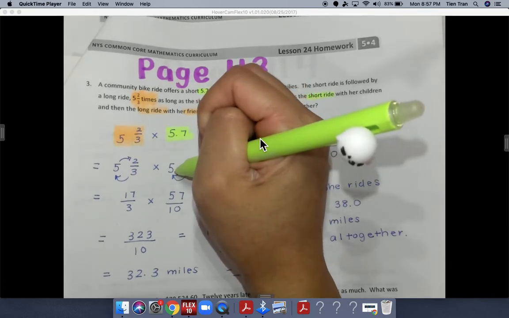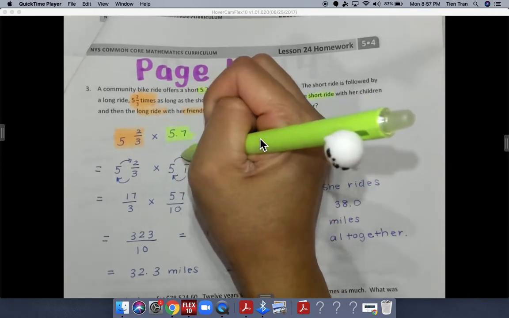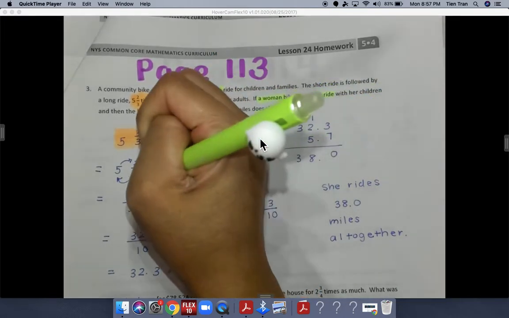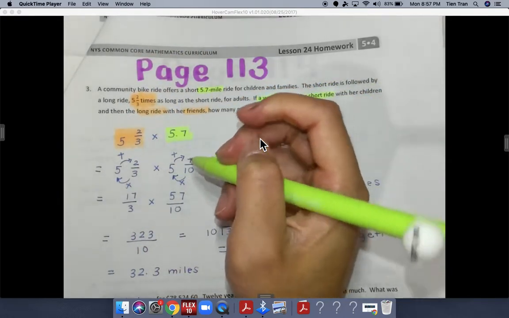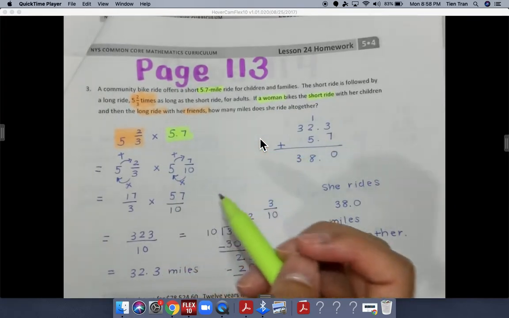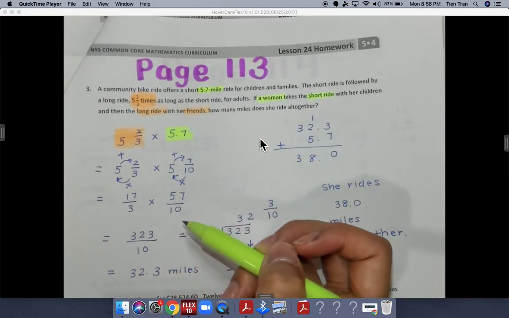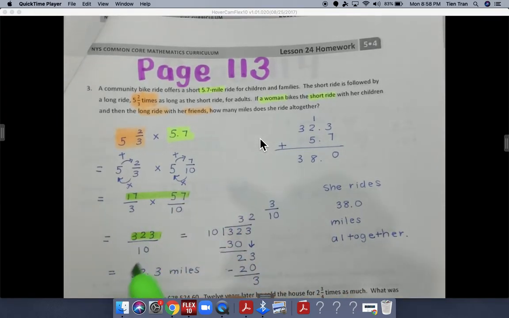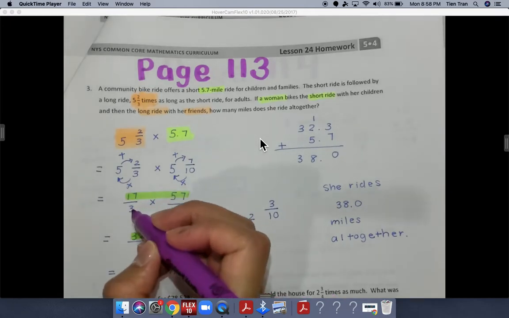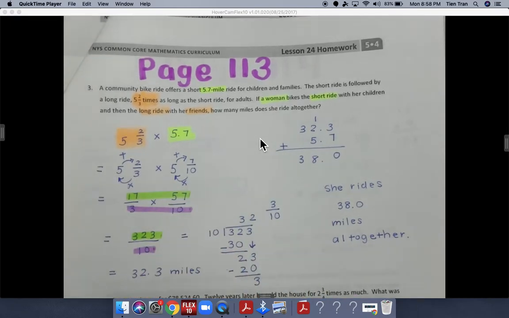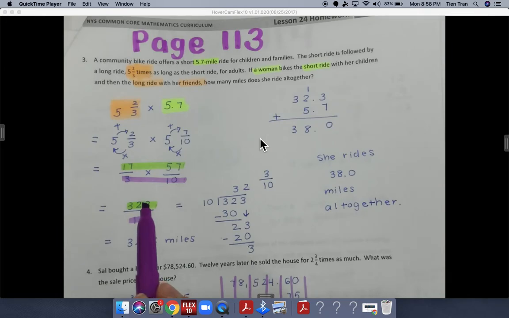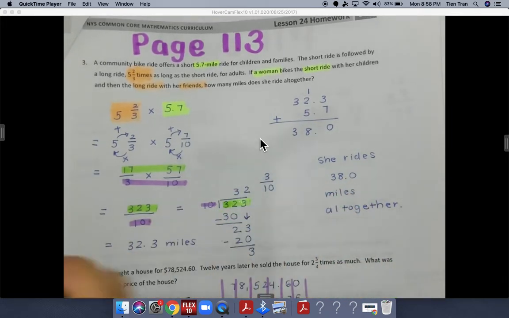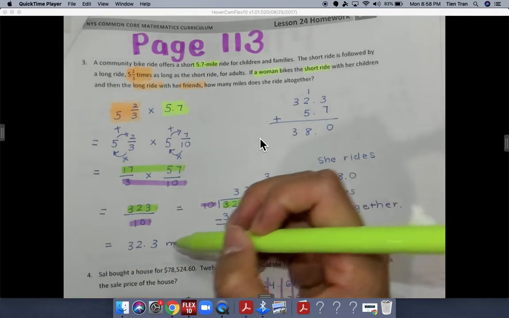Now I'm going to do the other side, 5 7/10. 5 times 10 is equal to 50. 50 plus 7 is 57. So multiply and then add, multiply and then add. 57 tenths. Now I'm going to multiply 17 times 57, and I get 323. And then I'm going to multiply 3 times 10, which is equal to 30. When I divide 323 by 10, what I'm going to get is 32 3/10.